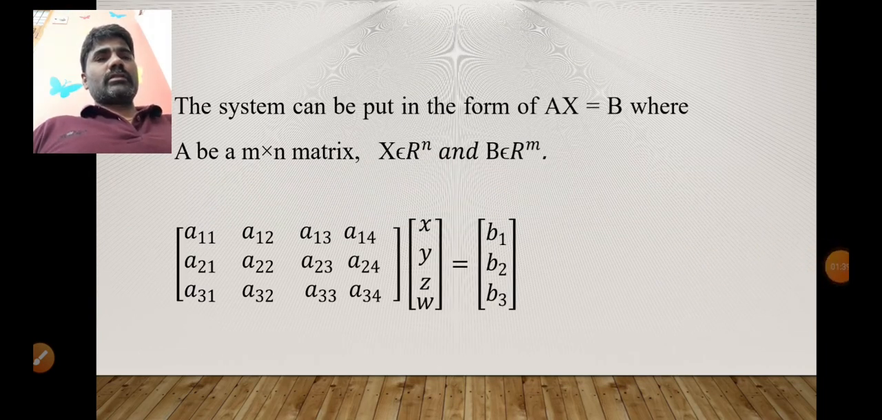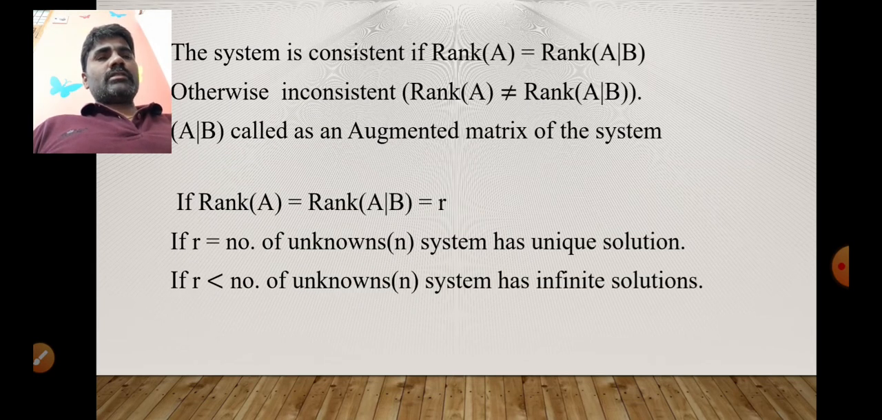we consider that the system can be put in the form AX equals B, where A is the m by n matrix, X is the column vector in Rn, and B is the column vector in Rm. After this, we consider the augmented matrix AB, that is A with the column matrix B placed side by side. After forming the augmented matrix, find the rank of AB.